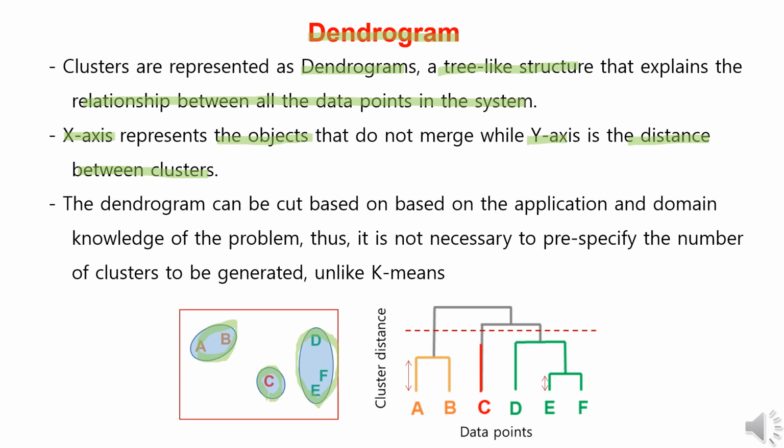When considering the red line in the dendrogram, you can observe that A and B are connected, C stands alone, and D, E, and F are linked, consequently forming three clusters. Notably, a lower height on the y-axis indicates greater similarity. In this case, E and F are more similar compared to A and B.